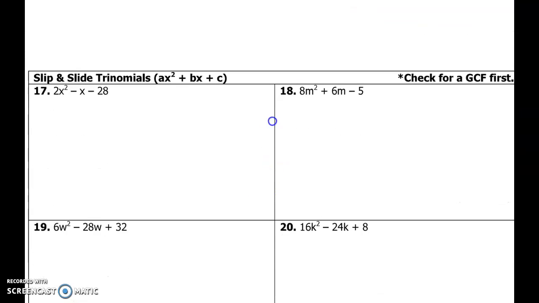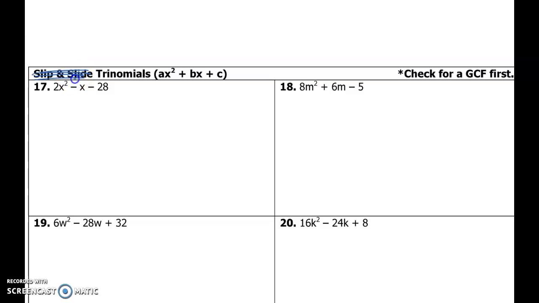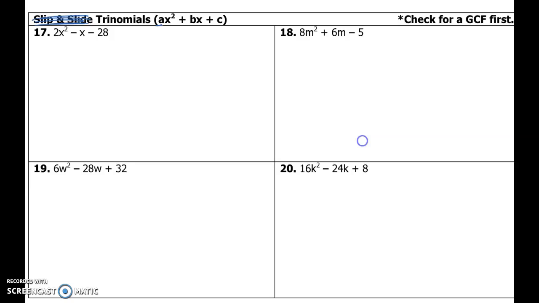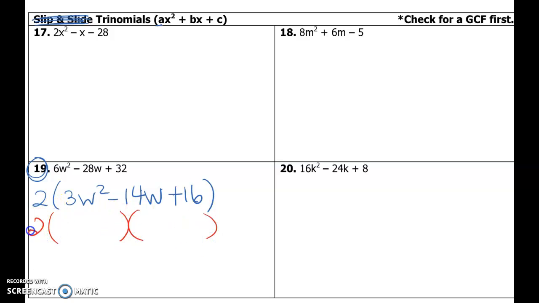So the next set we have is factoring trinomials that have a number in front. So again, the first thing we always do is look for that common factor. So I'm going to do number 19, where my common factor is, let's see, 2, I believe. So if I take out a 2, I'm going to get 3w squared minus 14w plus 16. And I need to split this. Don't forget to bring down the 2, that's part of your answer.